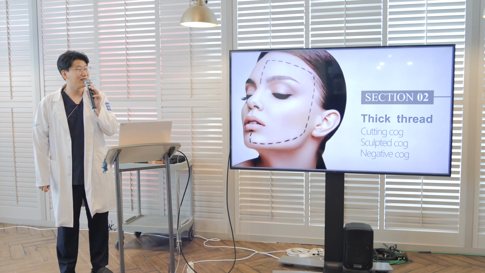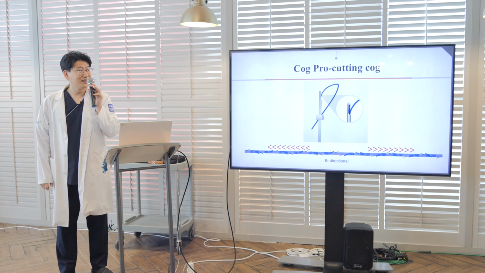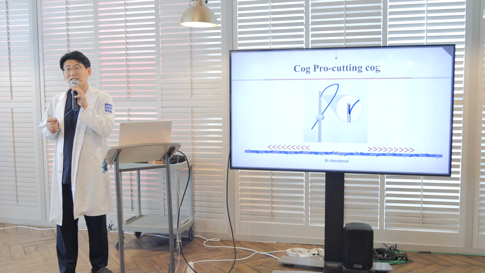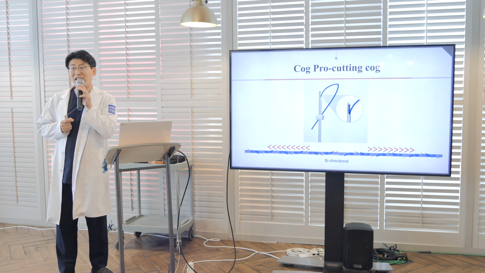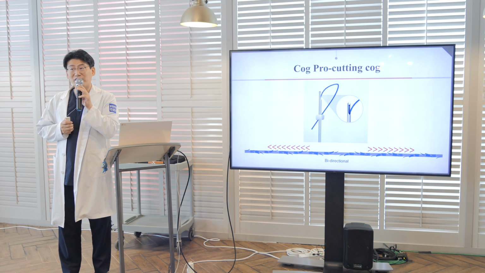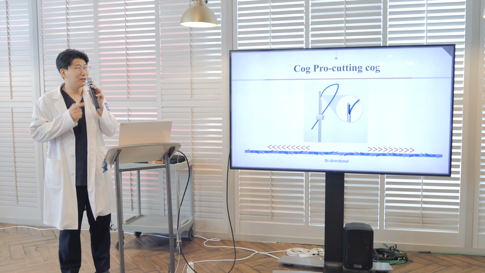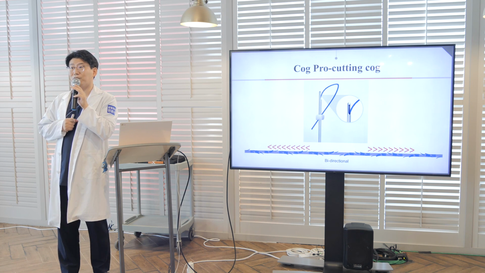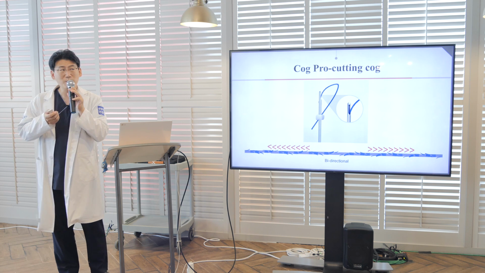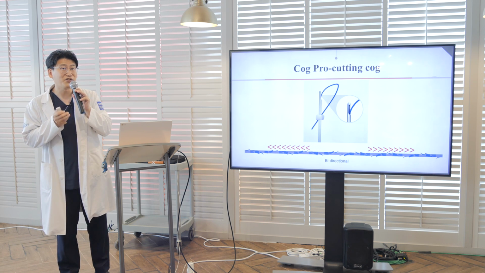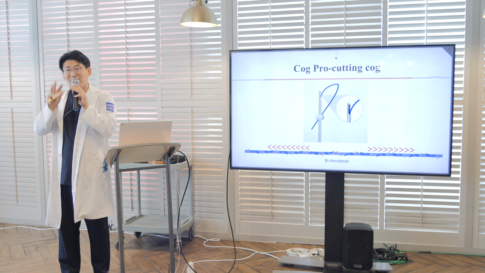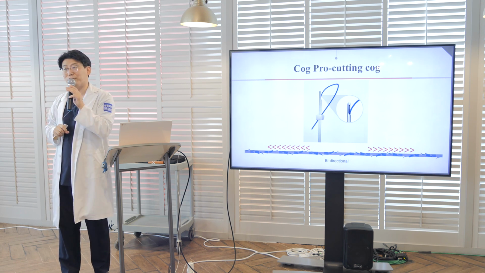That's why they invent this kind of thread. It's thick, about USP 1O, 2O, sometimes it's number 3, very thick. It also has a cog, which can anchor the tissue. First, we will deal with the cutting cog. It's also the same with Cogging Screw Plus. They cut the thread oblique to create a cog. This cog will anchor the tissue.